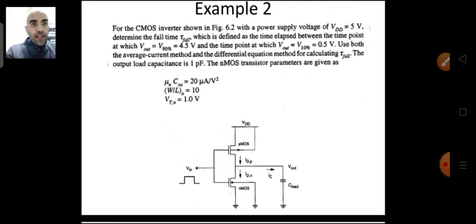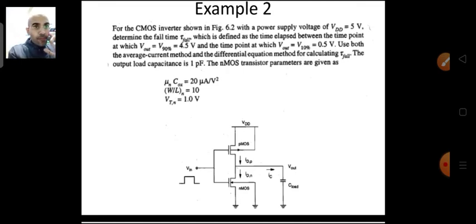So how have we defined fall time? It is the time elapsed when the output falls from 90% of its steady state value to 10% of its steady state value. So that much time elapsed between these two points is called your fall time. You have to determine that in this question.